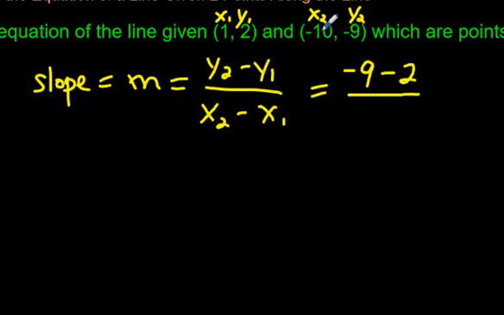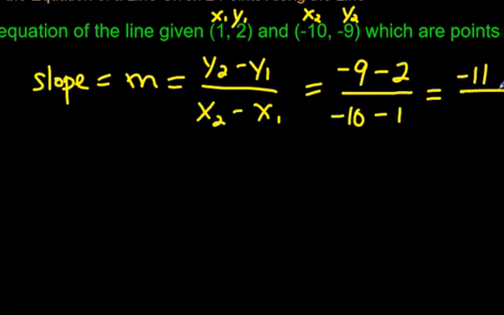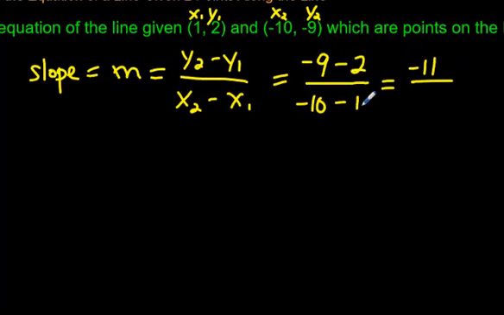And then on the bottom, it's going to be x2 minus x1. So instead of x2, we're going to write negative 10 minus 1. And if you remember the videos that I did on integers, you'll know that negative 9 minus 2 is negative 11. And negative 10 minus 1 is actually negative 11 as well. Wow. That's kind of a strange question because we have the exact same thing on the top and the bottom.